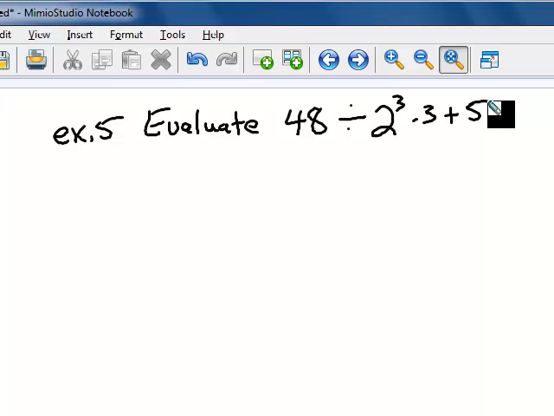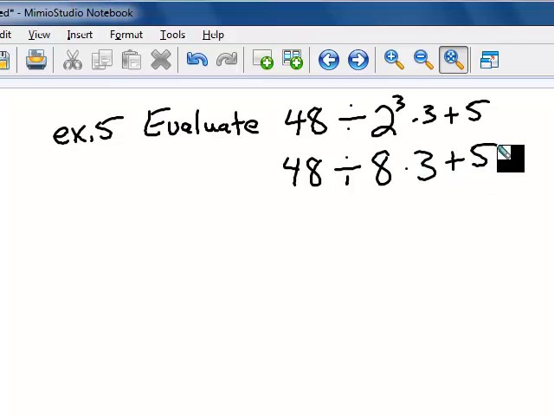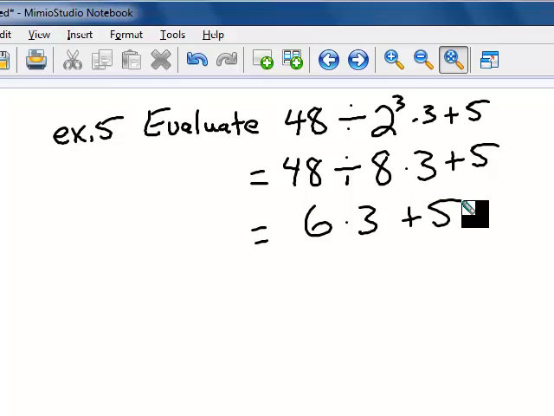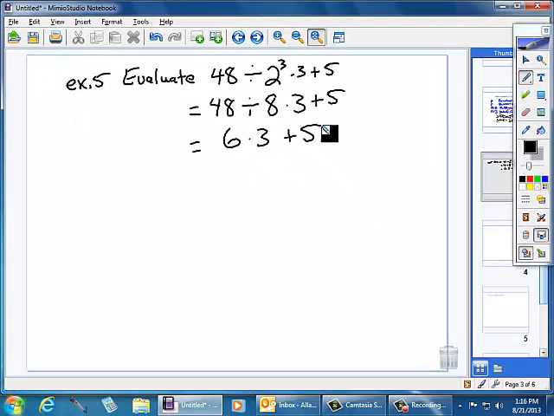So here we go. What do I start with? Do I have any parentheses? No. Do I have exponents? Yes. So that's what I'm going to do first. 2 cubed is 8 times 3 plus 5. What do I do next? I got division, then multiplication, then addition. Well, I have division and multiplication, so I need to start with the furthest left, which is division. So 48 divided by 8 equals 6 times 3 plus 5. Now I have multiplication and addition. Multiplication's first, 18 plus 5, and 18 plus 5 is 23.